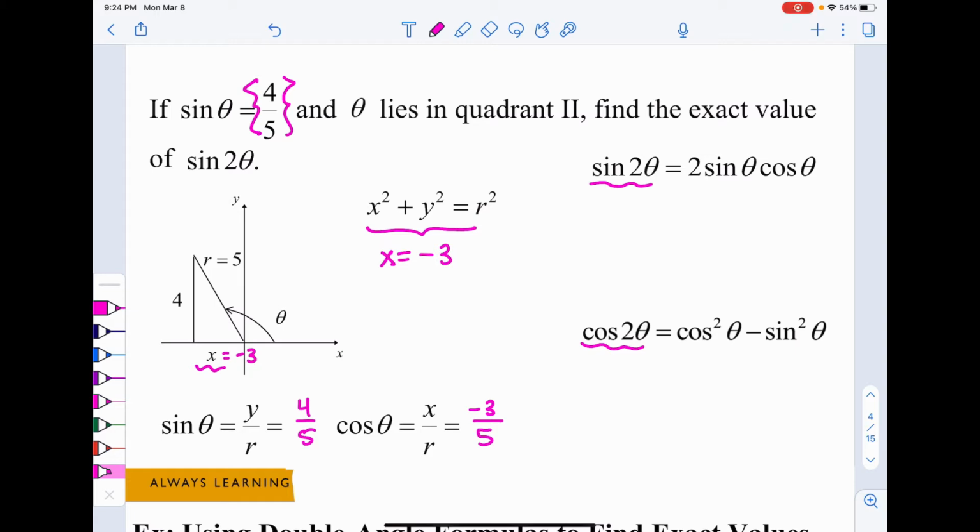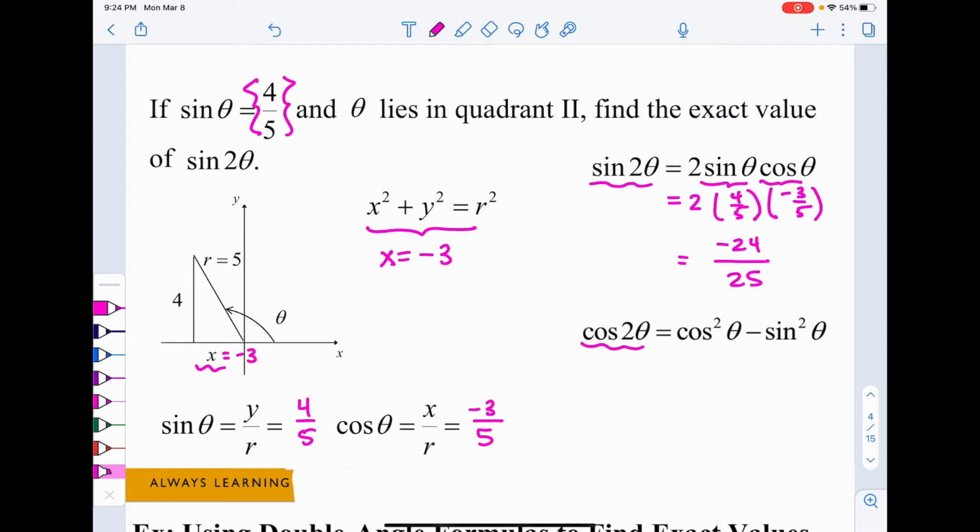So sine of 2 theta is equal to 2 times our sine of theta, which is 4/5, and then we multiply by the cosine of theta, which is -3/5. If we multiply those all together, numerator-wise, we have 2 times 4 times -3, so we have a -24. And in the denominator, 5 times 5 is 25.